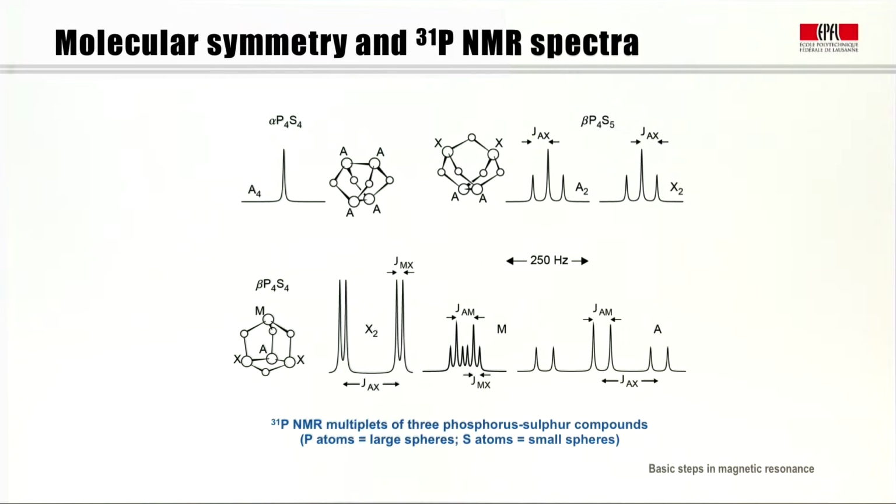Now, multiplet patterns can be used to check for molecular symmetry or to confirm or reject a hypothesis about the symmetry of a molecule. And Peter Hoare has collected some wonderful examples for phosphorus-31 NMR spectra in these compounds which contain only phosphorus and sulfur. So the large spheres represent the phosphorus atoms and the small spheres the sulfur atoms, and you can see there can be different arrangements.